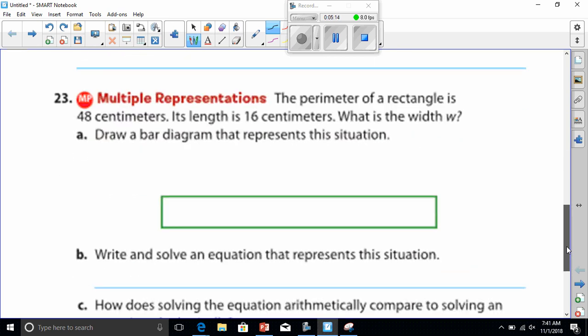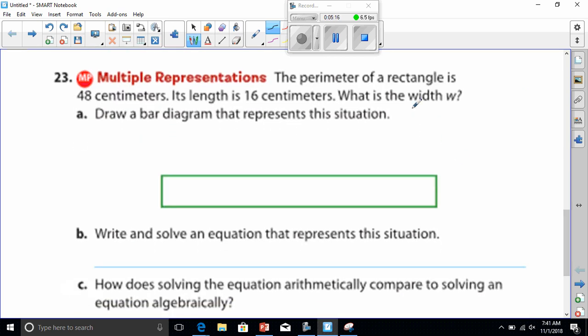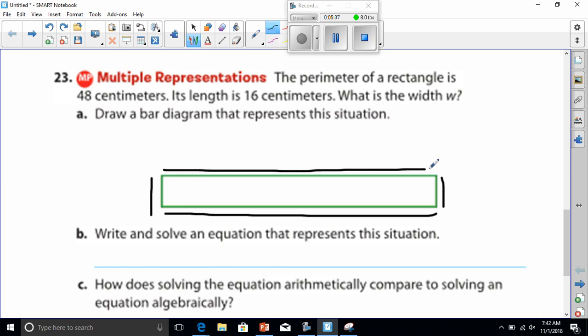We're off to our last one, number 23. The perimeter of a rectangle is 48 centimeters. Okay. That means all the way around the rectangle is 48 centimeters. All the way around, if I was to add them together, that would equal 48.